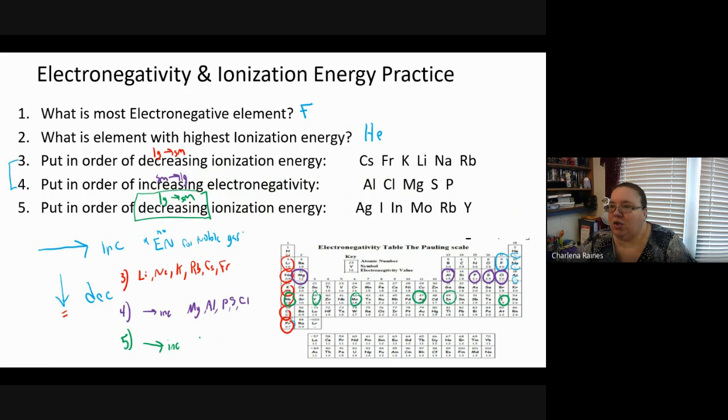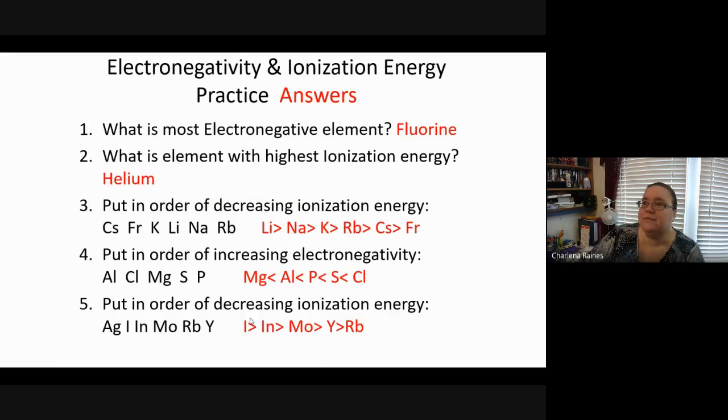So my largest ionization energy is going to be my iodine because it really doesn't want to give up electrons. It wants to gain them. The smallest would be rubidium because it really wants to get rid of them. So it's going to be easy to take those electrons, and we can kind of fill in the ones in between in order. So iodine, indium, silver, molybdenum, and then rubidium.